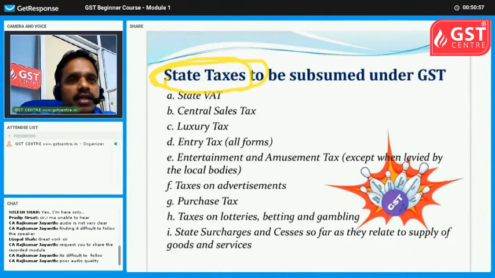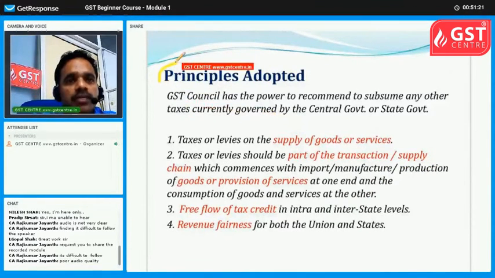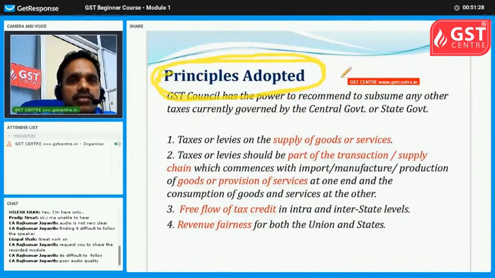And the main thing is, now if you take one good or one material, it will have different rates across India in many states, but that situation also will be changing. And it will also change that all toll gates or like that will be changing. So what are the principles adopted for changing these taxes into GST?